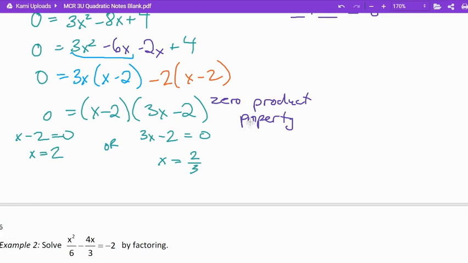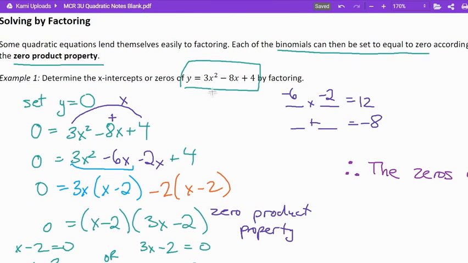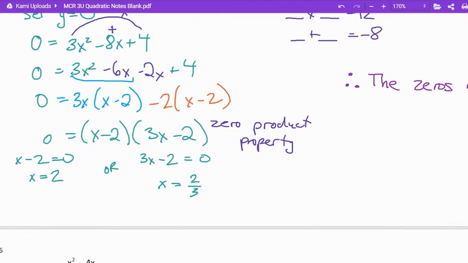And so now we have to state that. So how do we write a statement with our solutions? We'll say, therefore, the zeros are, and now why did I use the word zeros? Well, because if I look at the original question, I was given a function. Oh, and they actually said determine the zeros or the x-intercepts, right? So I'm not going to say the solutions or the roots. I'm going to say, hey, we're talking about a function, so there are zeros.